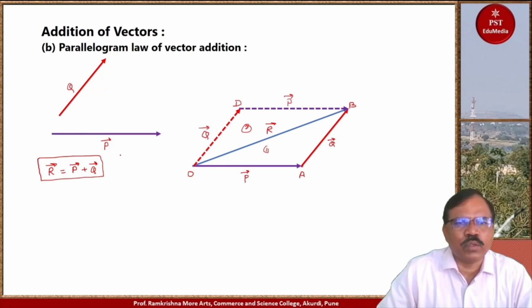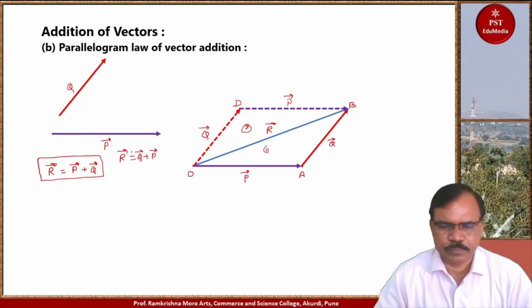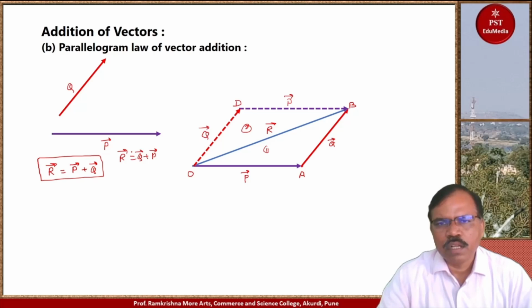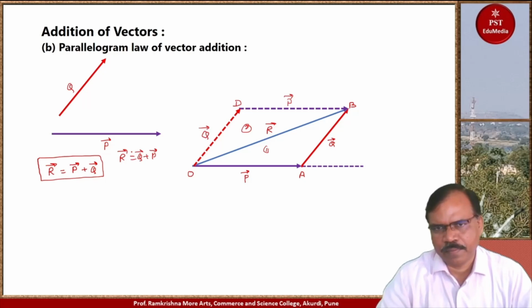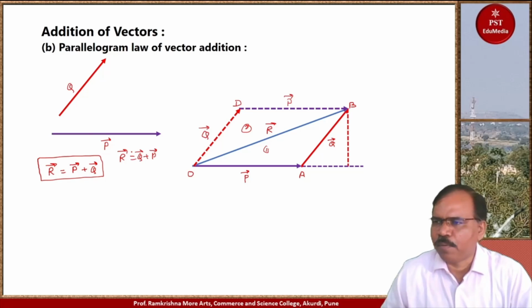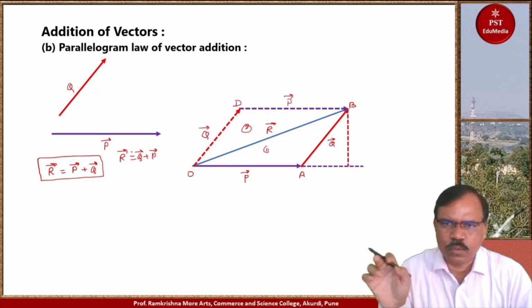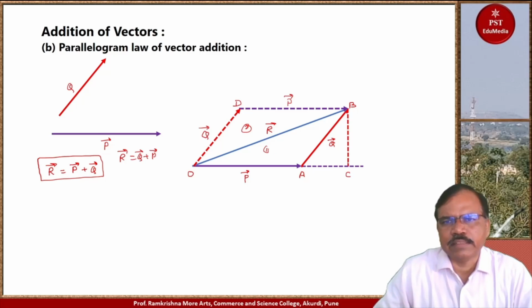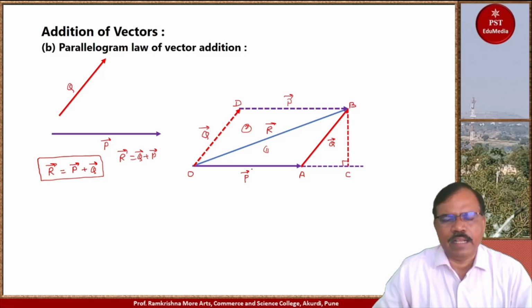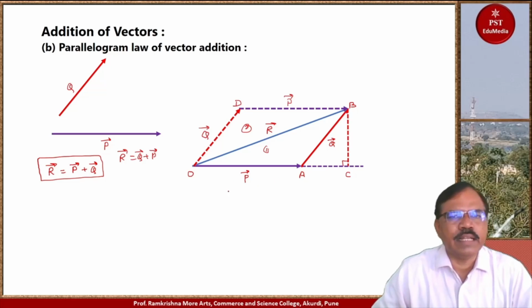So here I can write R is equal to Q plus P also, because addition is commutative. Now here, let us extend this OA, length OA. So I have extended. Now draw a perpendicular from point B on this extended OA. Let us take this point as C. So this is a right angle triangle, and this angle is 90 degrees.